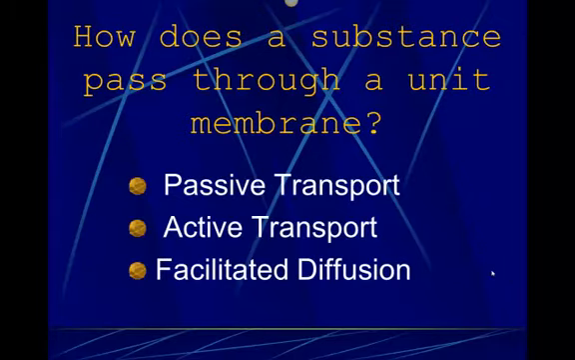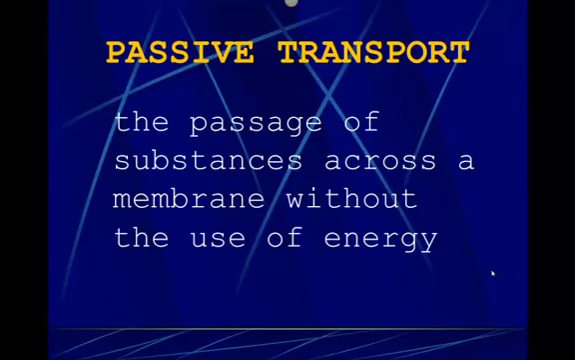How does a substance move through a unit membrane? Well, it's one of three processes: passive transport, active transport, and facilitated diffusion. Passive transport and active transport differ in that one requires energy in order for the substance to move, the other does not. So if you think of passive and you look at active, which one would you think would require energy? Of course, the active. Think active, you're doing stuff, you need energy. So passive transport is the passage of substances, of molecules, across a unit membrane without having to use energy. And then active would be with.